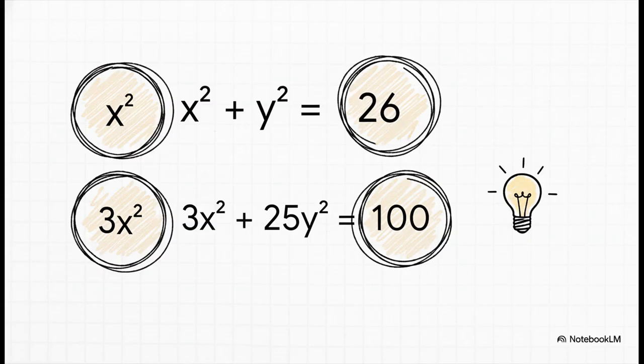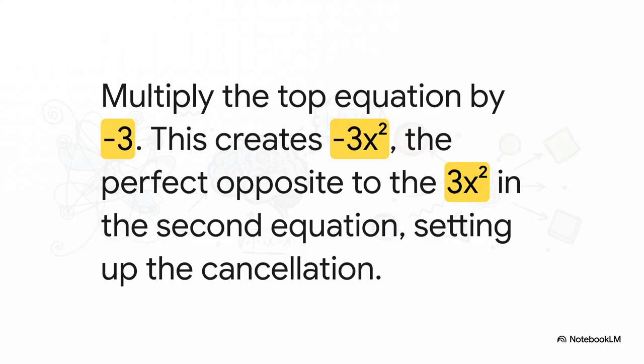But notice something. See how both equations have an x squared term and a y squared term? That right there is a huge flashing sign that tells us elimination is going to be our best friend for this problem. So here's the strategy. We need to make one of the variables cancel out. To do that, we're going to take that entire top equation and multiply it by -3.